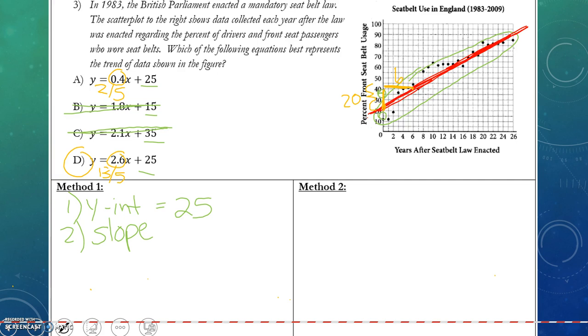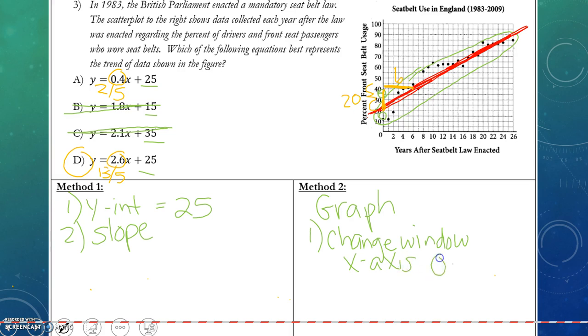So the second method that you could do for this one is you could just graph each option and see which one looks the most like it. So you do need to remember to change the window first. So I look at my axis, and the x-axis is going from 0 to 26, and each of those ticky marks is 1. The y-axis is going from 0 to 100, but each of those ticky marks is going by 5. So I have to keep that in mind. And so after I change my window, which I'll show you how to do that, you would graph.